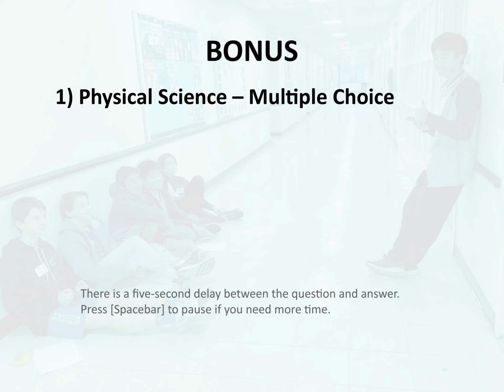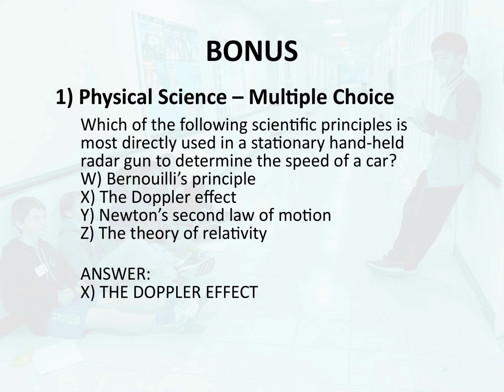Bonus 1. Physical science, multiple choice. Which of the following scientific principles is most directly used in a stationary handheld radar gun to determine the speed of a car? W. Bernoulli's principle. X. The Doppler effect. Y. Newton's second law of motion. Z. The theory of relativity. Answer: X. The Doppler effect.